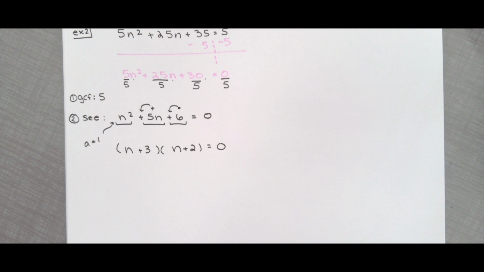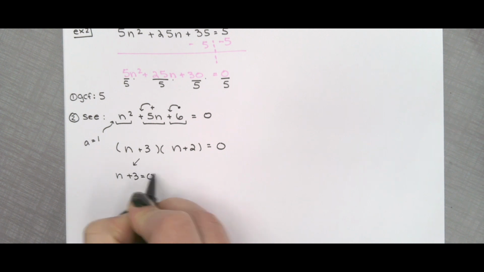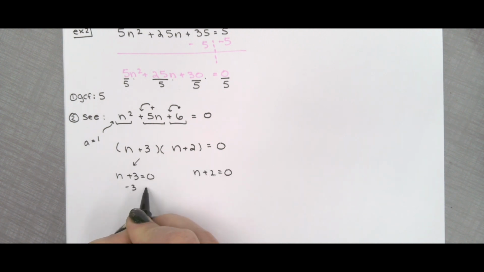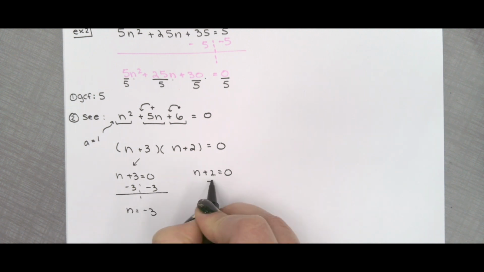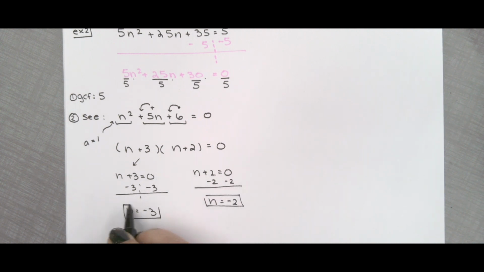And now step number 3, you're going to set each factor equal to 0 and solve. So we got n plus 3 equals 0. N plus 2 is equal to 0. Subtract 3. Subtract 2. And we have our 2 solutions.